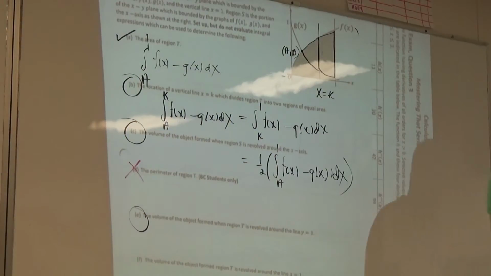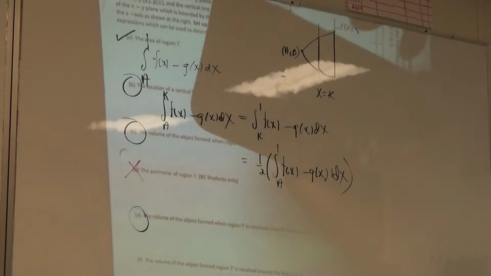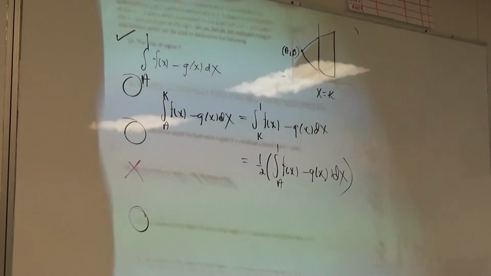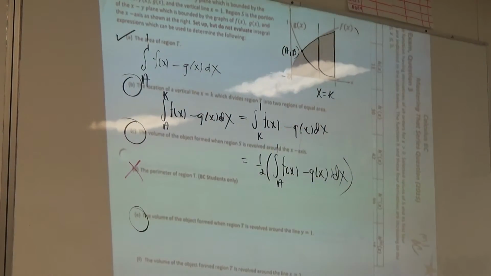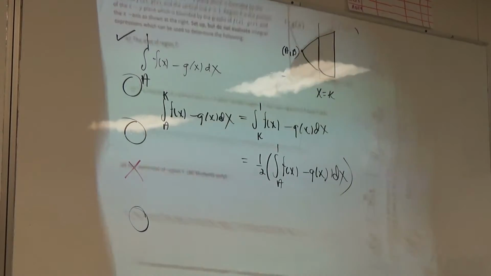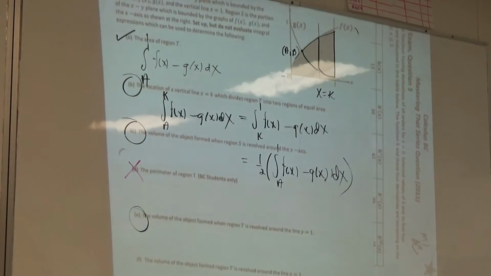So you did the 1/2 of the original? I got pi times the integral from 0 to a of f of x squared dx plus the integral from a to 1. Wait, so it's pi times the integral from 0 to a of f of x squared dx plus pi times the integral from a to 1 of g of x squared dx. How are you going to do e if you don't know the equation?